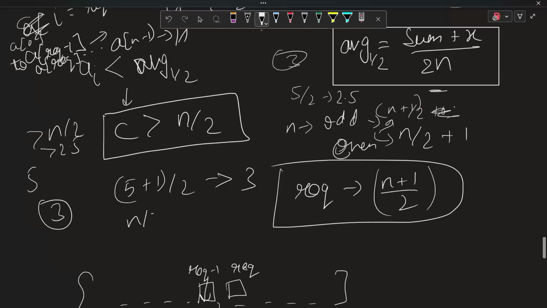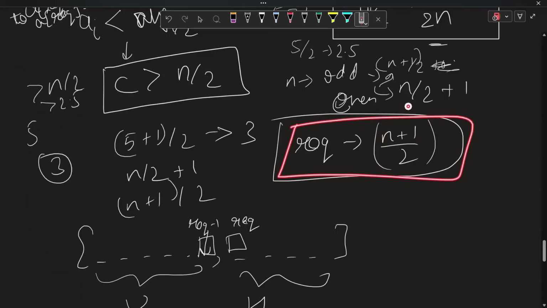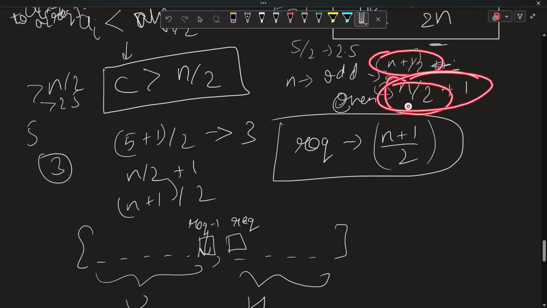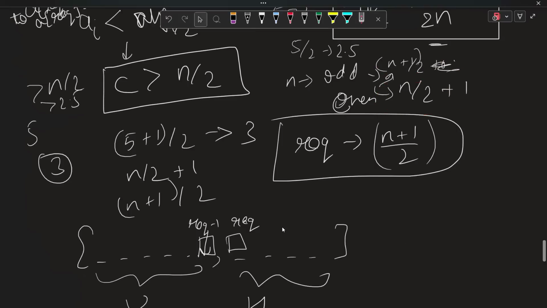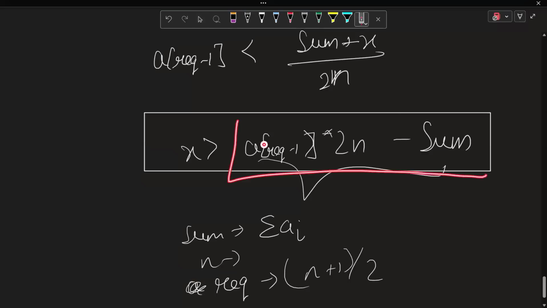And for even, you can write it as n by 2 plus 1. And you can also write n plus 1 by 2. It would give you the same value in case of even. So for integer division, n plus 1 by 2 would work for both the cases. But if you have doubt, you can write for odd n plus 1 by 2, even n by 2 plus 1. Okay. So I hope that is clear. Last final answer part. This is my last final answer. If you have any doubt, you can.